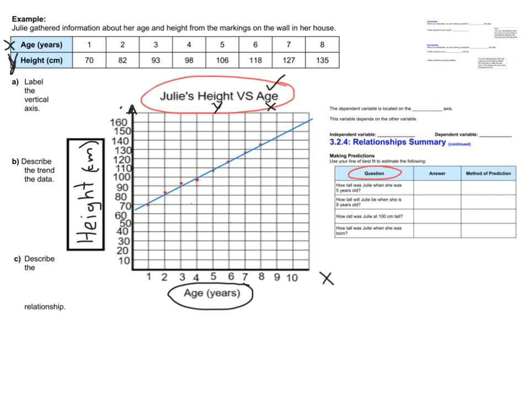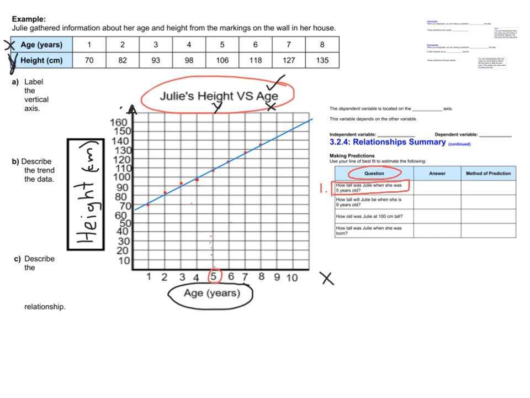So let's take a look at this. So question 1 asks us, how tall was Julie when she was 5 years old? So we're going to have to look at 5 years old. So this is 5 years old. Now we're using our line of best fit. So it has to be on our line of best fit. It's got to be on the blue line. Our blue line is what we're using to make our prediction. Okay, not the actual dots.